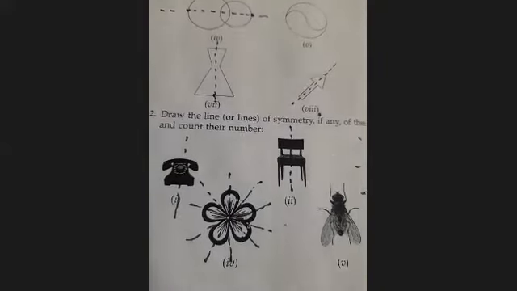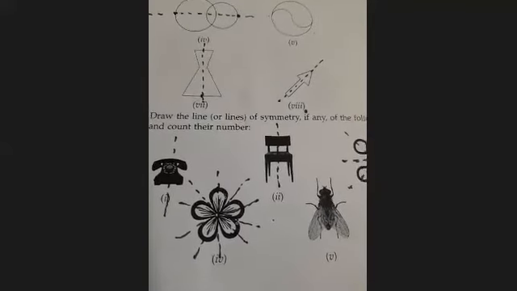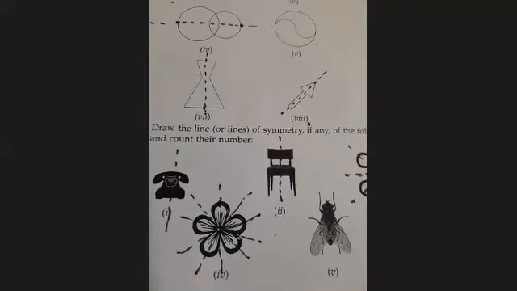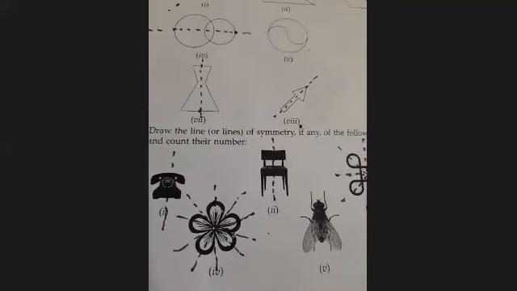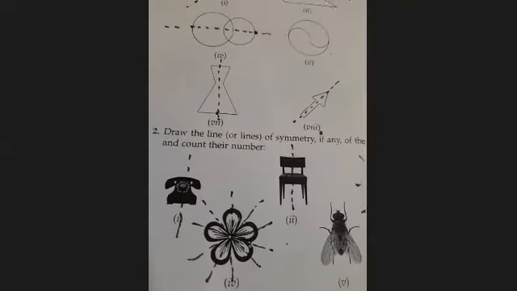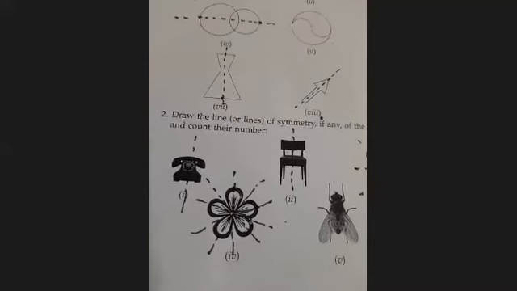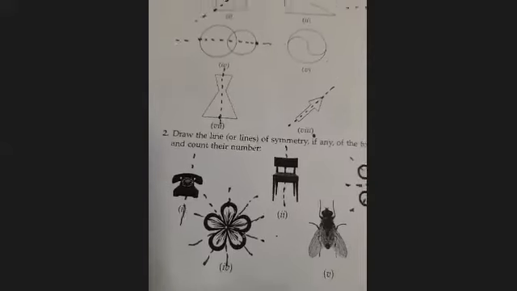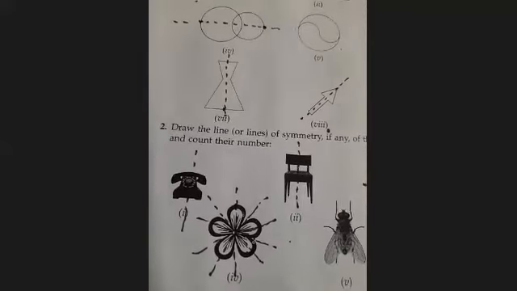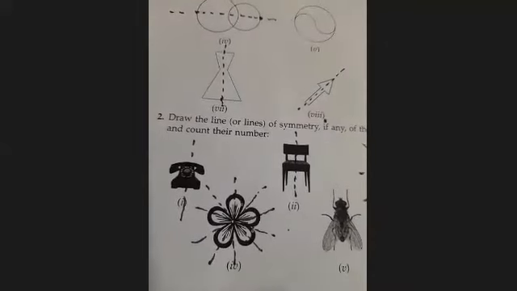Yes, friends. In this figure, we have 5 lines of symmetry. In other words, divide each petal into 2 equal parts, then we can find the lines of symmetry of this flower. Yes, friends. Second question, fourth part: in this figure, we have 5 lines of symmetry.